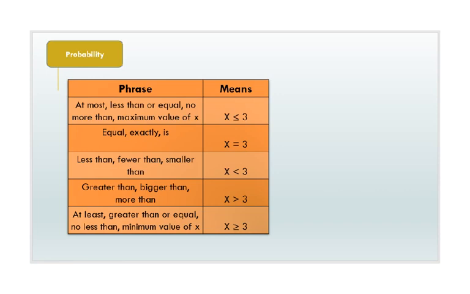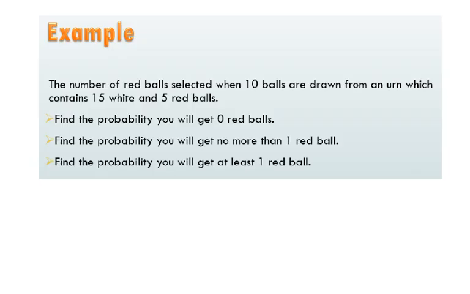Alright, let us have a look at an example. The number of red balls selected when 10 balls are drawn from an urn which contains 15 white and 5 red balls. Inside of the urn, let's say inside of the bag, we have 15 white and 5 red balls. So altogether the balls in the bag are 20. We only select 10 balls, which means 10 balls are drawn from the bag.